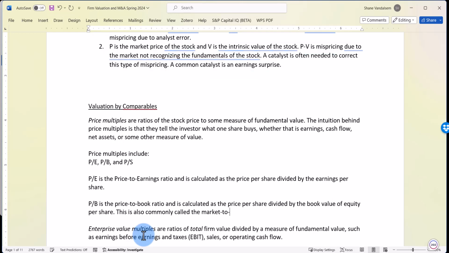A lot of academics will calculate the market to book ratio as the market value of the firm's assets divided by the book value of the firm's assets.